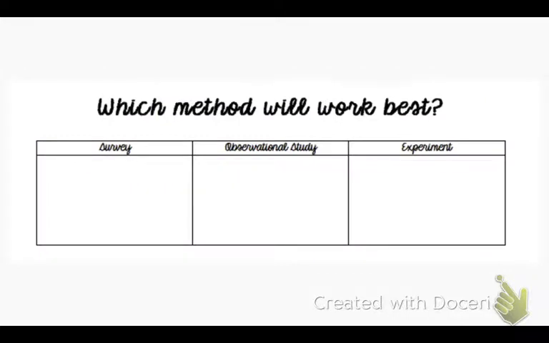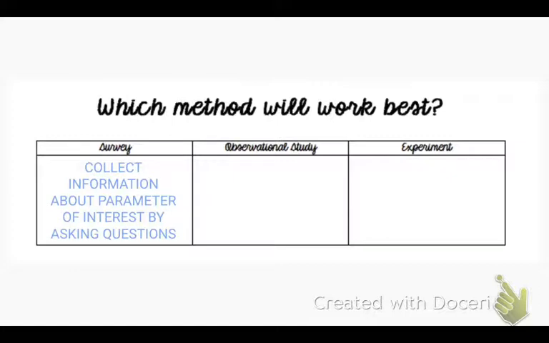So 3 different areas that you've looked at before. We can complete a survey. So we collect information about the parameter of interest by asking questions. So we're not really controlling anything. We're just kind of asking somebody's opinion. So if you get a receipt at the store and it has you complete a survey, they're asking you about your shopping experience and customer service and all of those types of things.